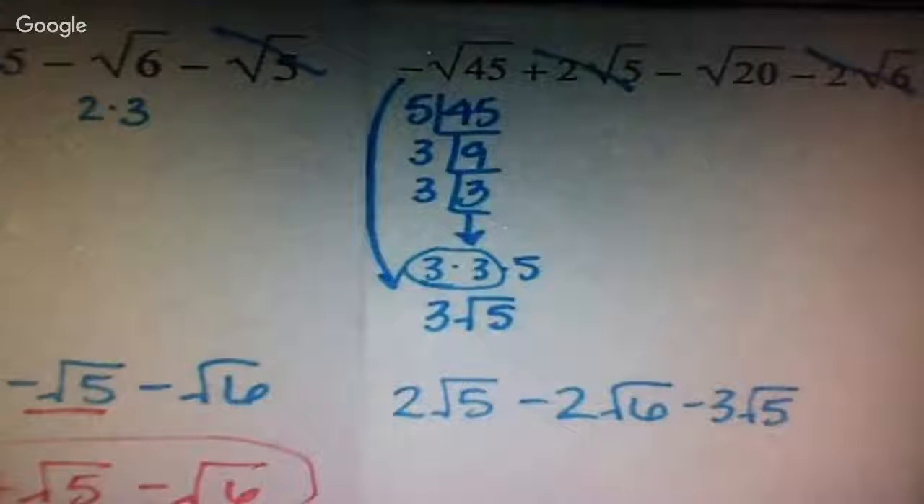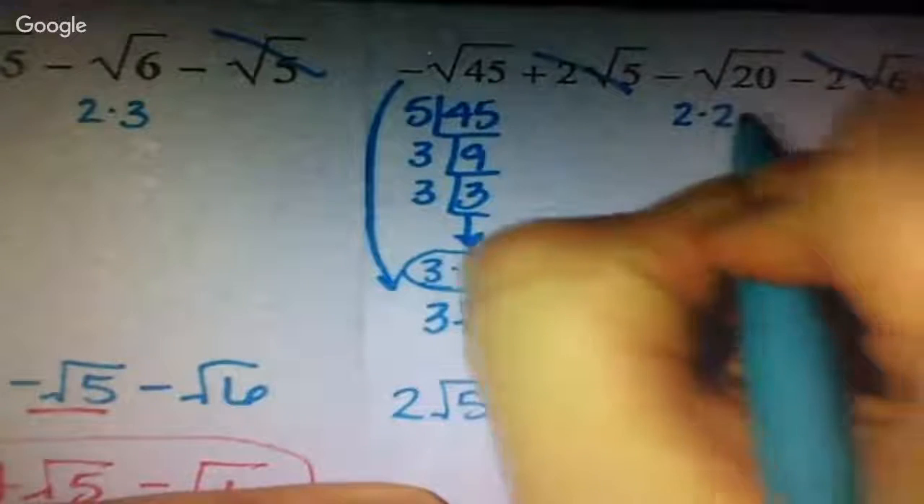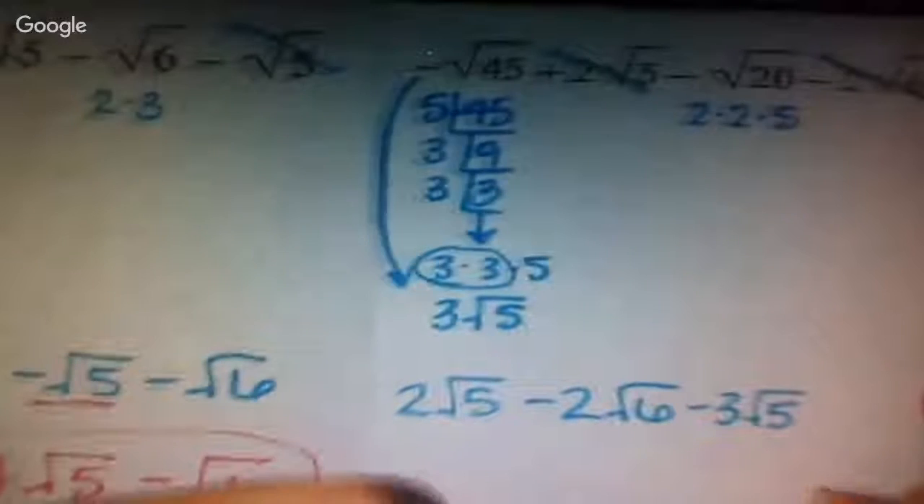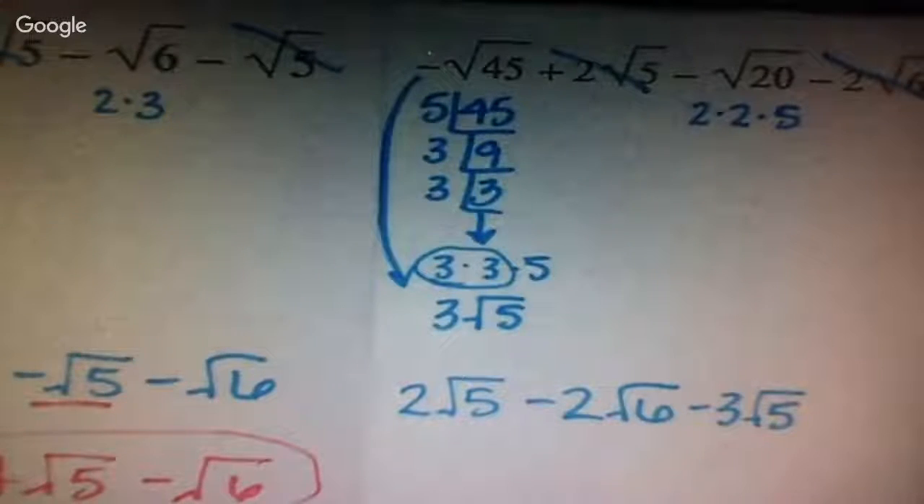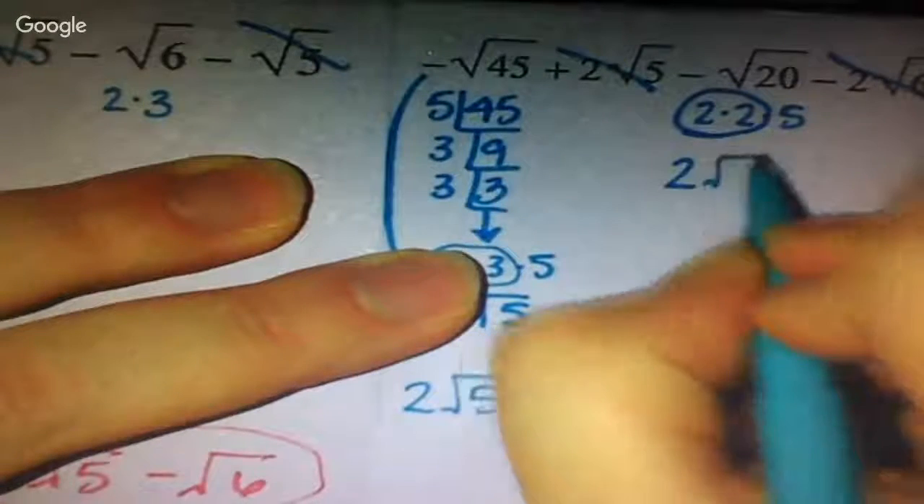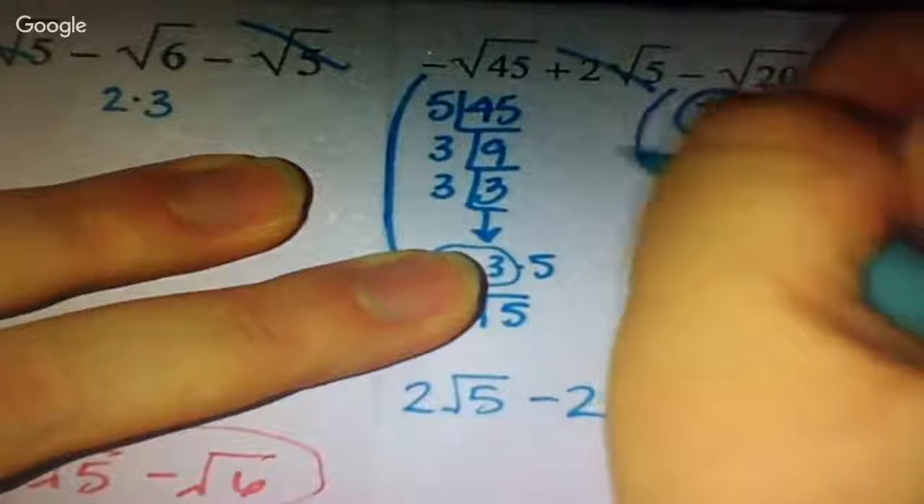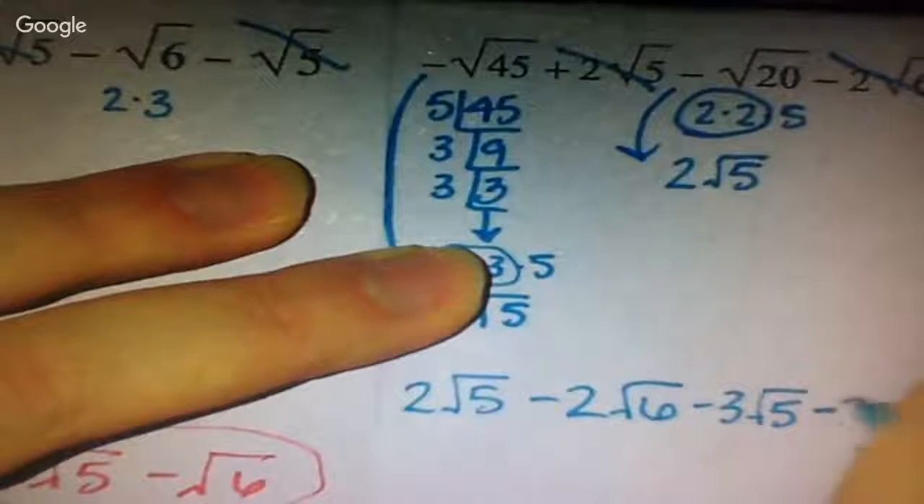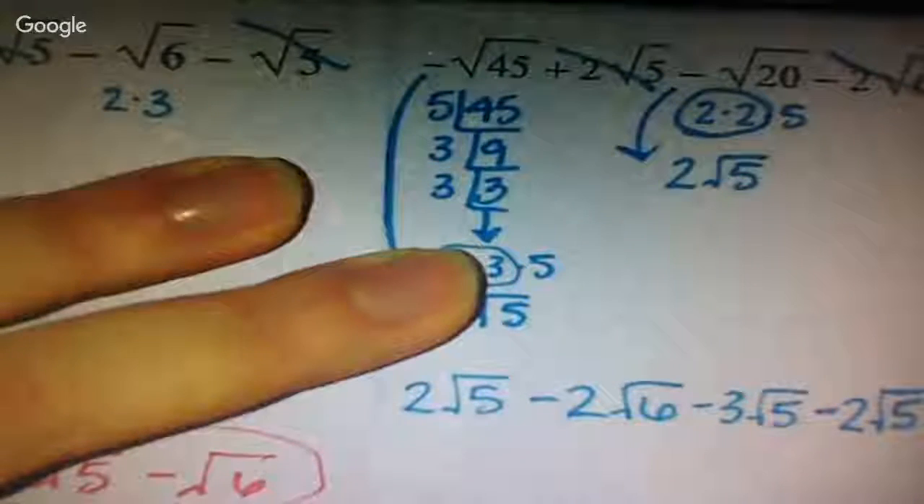We already have the factors for 20. That was 2, 2, and 5. The more that you do it, the more that you memorize. You know how you guys sit there and ask, Miss Smith, how do you remember all this? When you do it so many times, it just comes naturally. So 2 times 2 times 5. When I group in 2's, this becomes 2 square roots of 5. And again, don't forget to bring down that negative, so -2 square roots of 5.